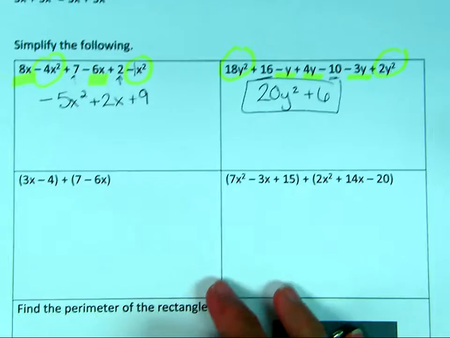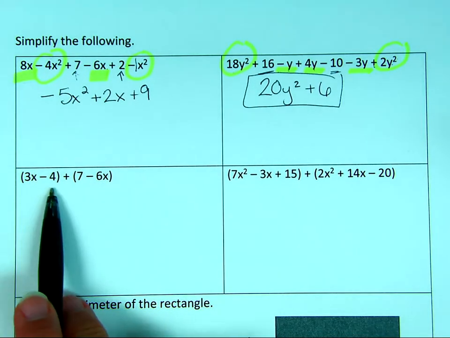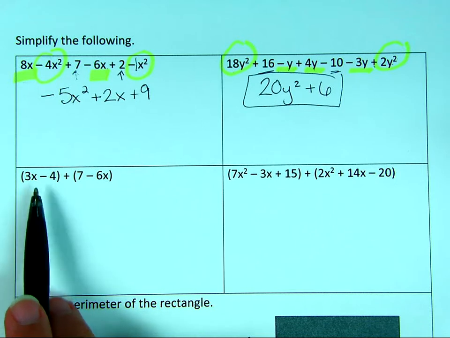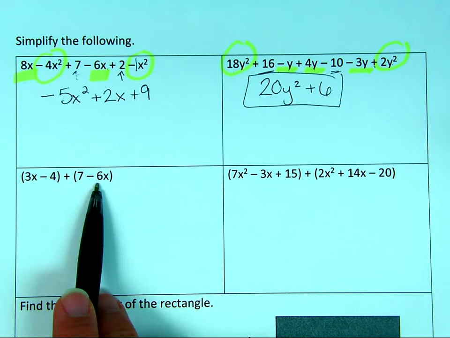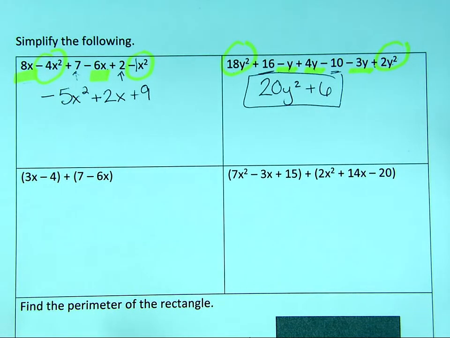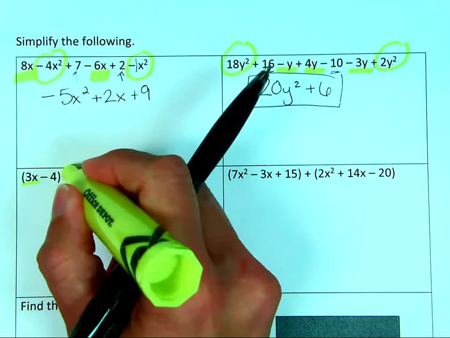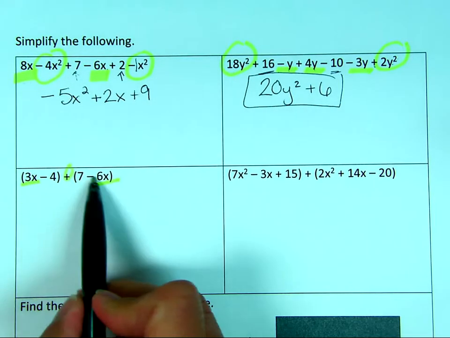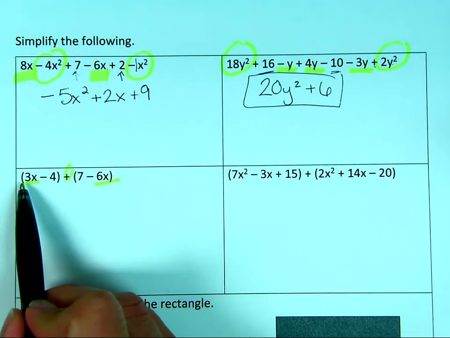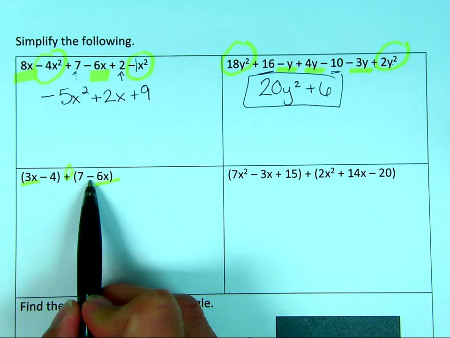Sometimes you'll see that they put the polynomials in parentheses to distinguish this is a binomial plus a binomial versus just a bunch of monomials added together. But I do the same thing with respect to the like terms. This one is like this one, and it says plus in the middle. So every time I cross this, I'm going to be adding. So it says 3x plus negative 6x.